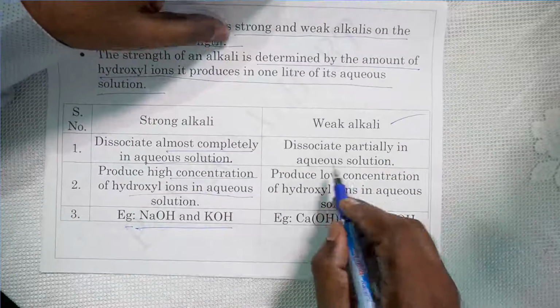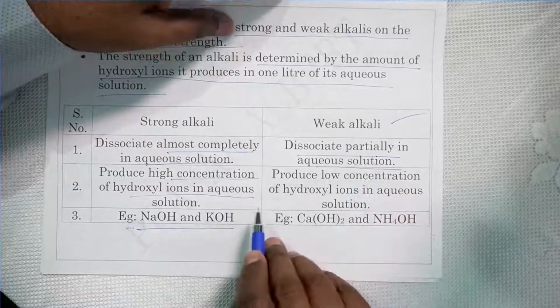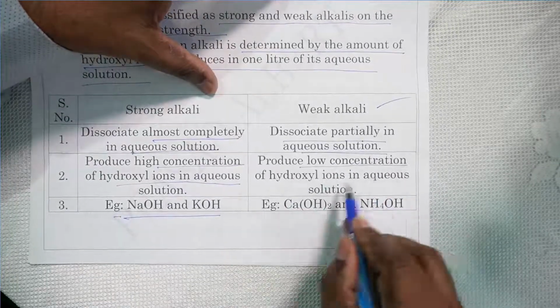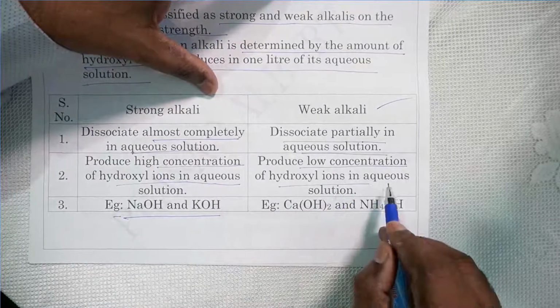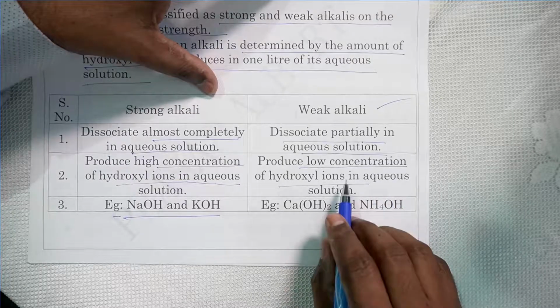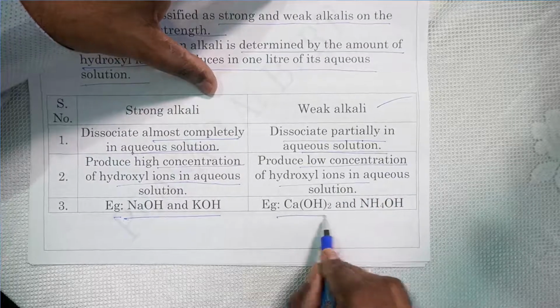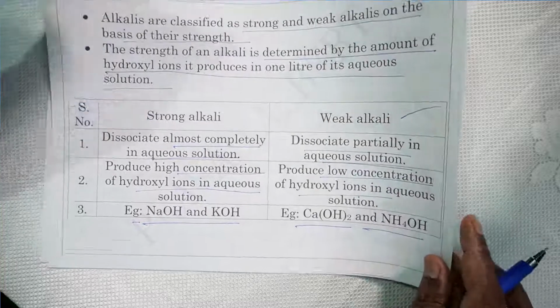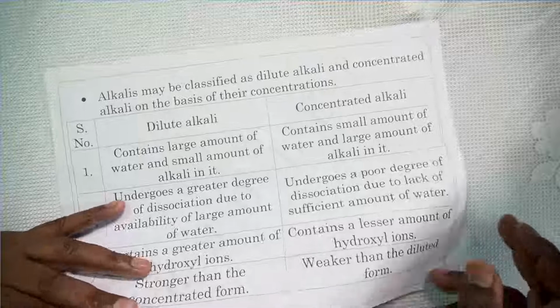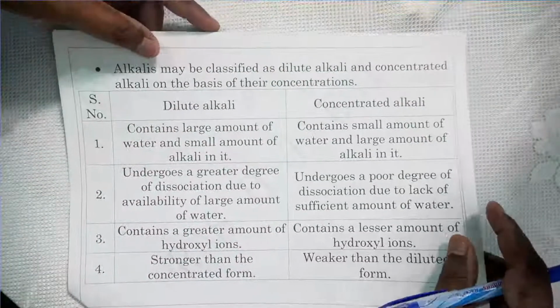Now weak alkalis dissociate partially in aqueous solution and produce a low concentration of hydroxyl ions. All the molecules will not dissociate, so the concentration of hydroxyl ions produced will be very less. Example, calcium hydroxide and ammonium hydroxide. These are weak alkalis. Now let us understand the other classification of alkalis.